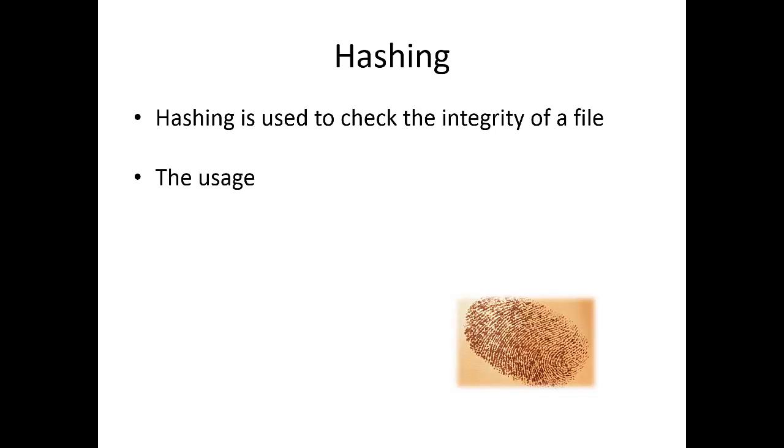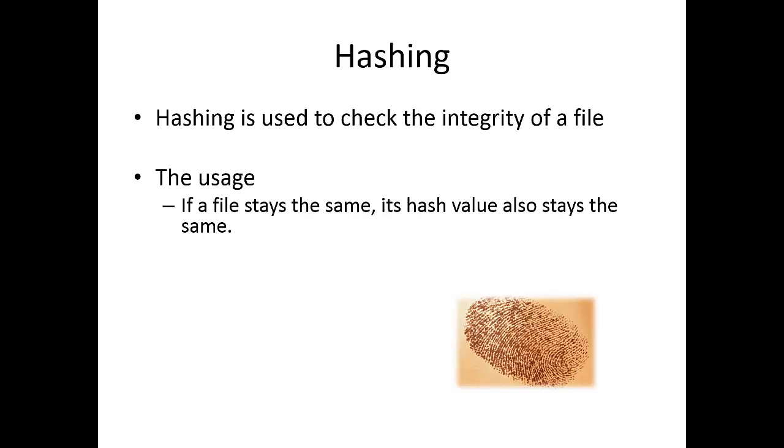So the usage of hashing is as follows. Typically, hashing is an algorithm that generates a fingerprint of a file. If you run this algorithm against a file, it will generate a unique value belonging to this particular file. Therefore, if a file stays the same and you run the same algorithm over and over again, you get the same fingerprint value. So the hash value also stays the same.